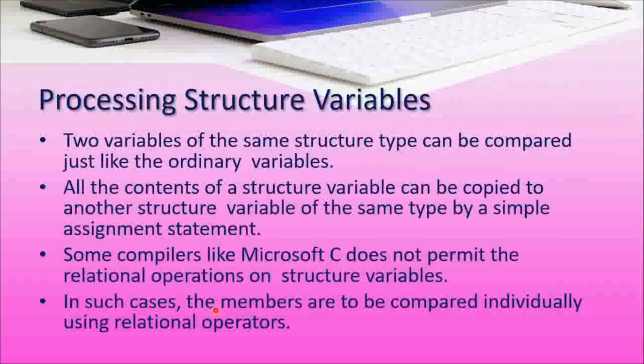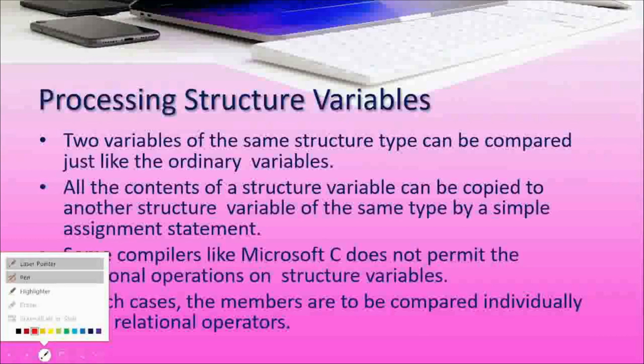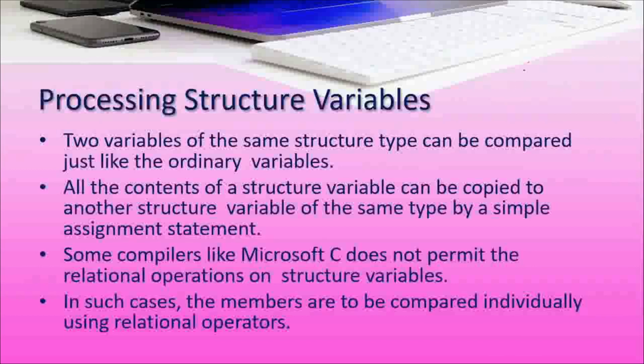And now how we have to process the structure variables. Two variables of the same structure type can be compared just like ordinary variables. All the contents of a structure variable can be copied to another structure variable of the same type by a simple assignment statement, as we do in other types of assignment statements. If we have two variables of the same structure, st1 and st2, as in the previous case, and we have the values of st2, then we can directly write st1 equal to st2.